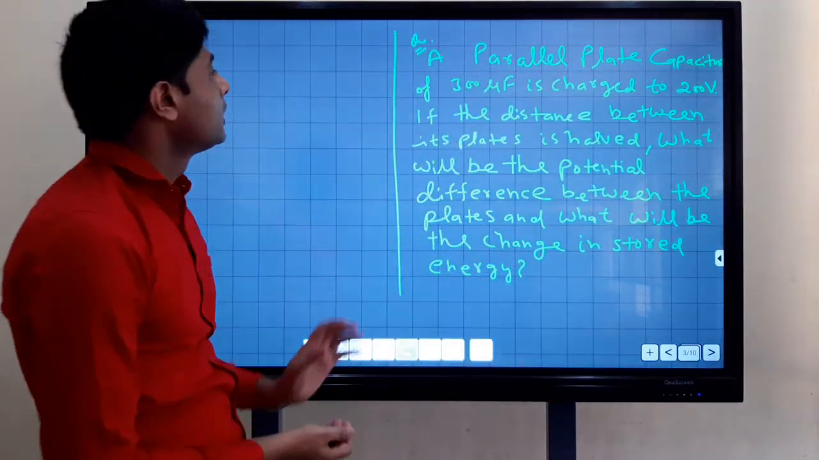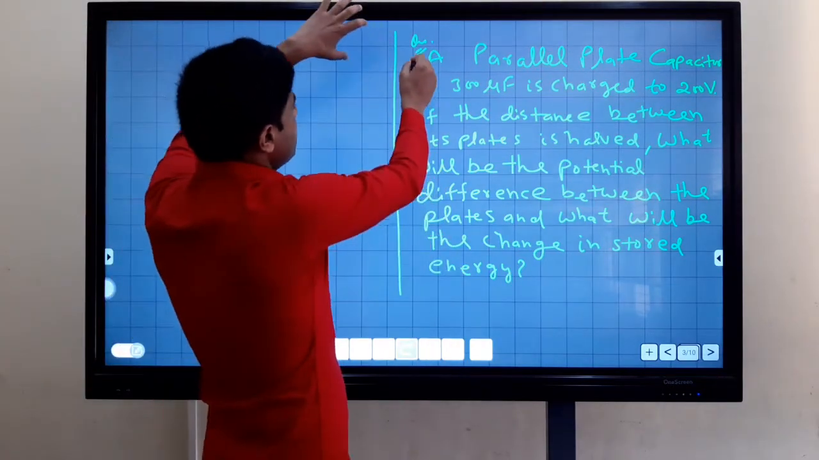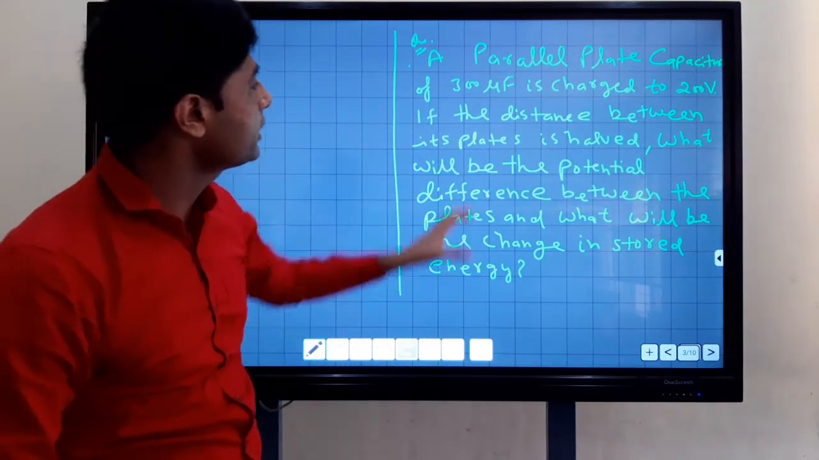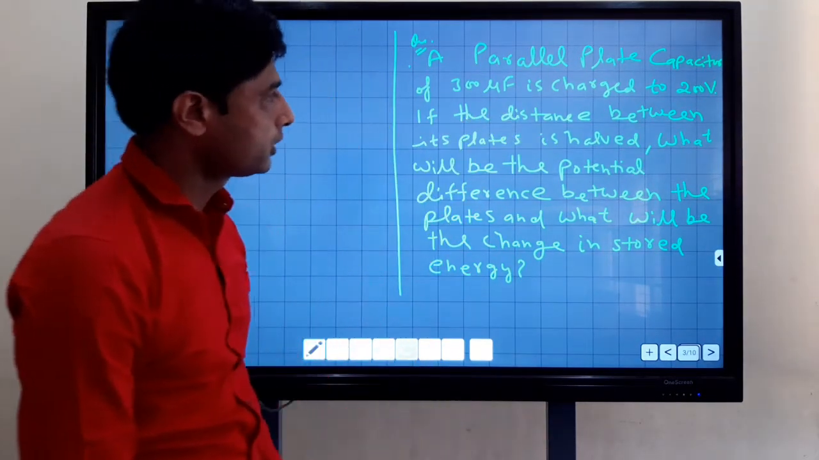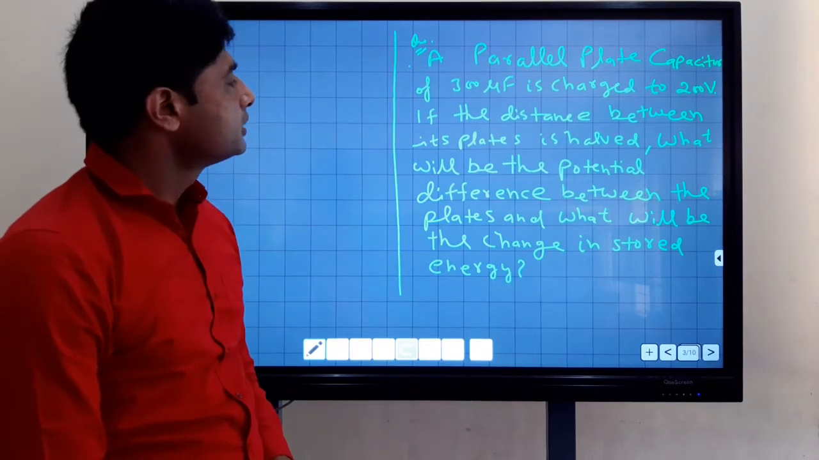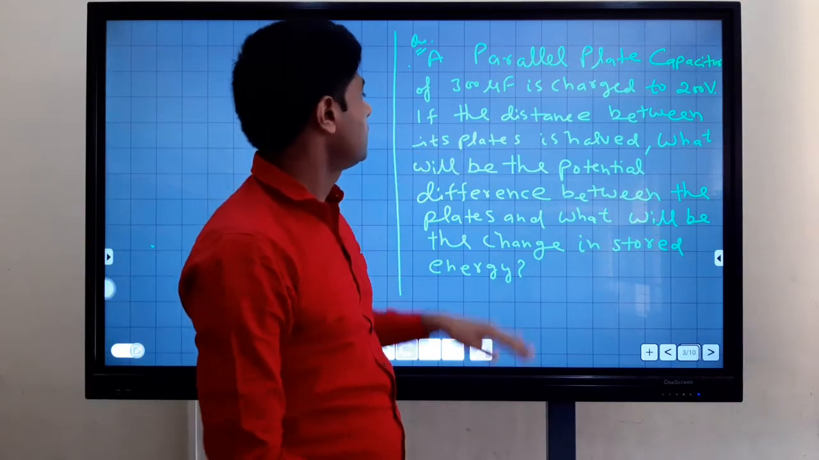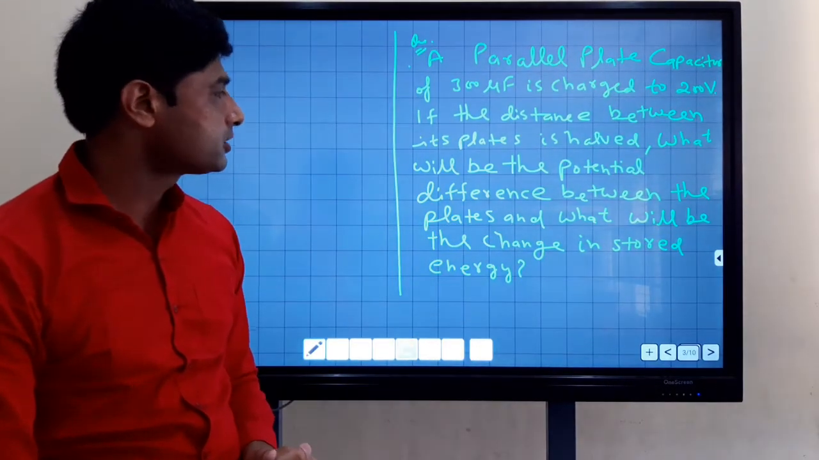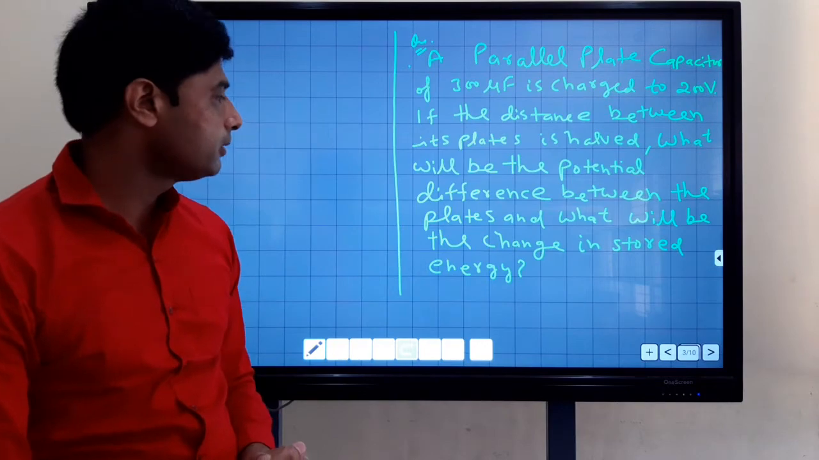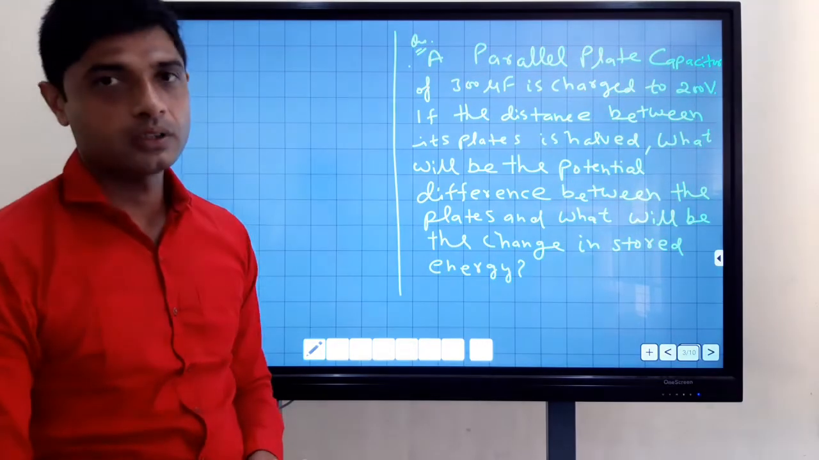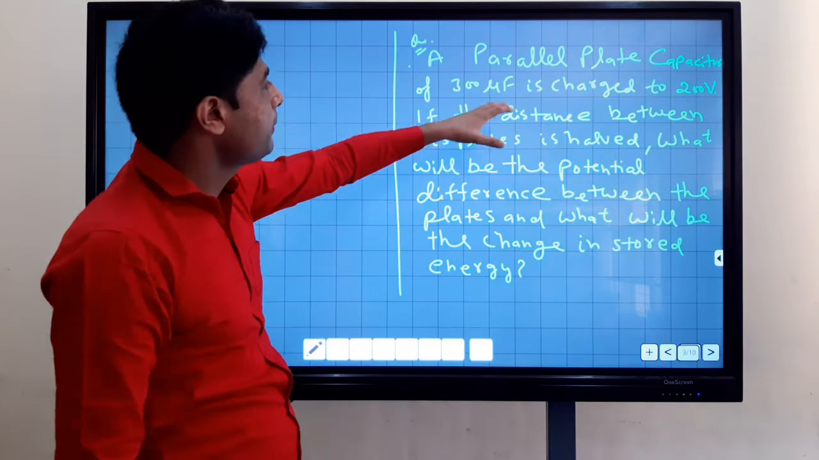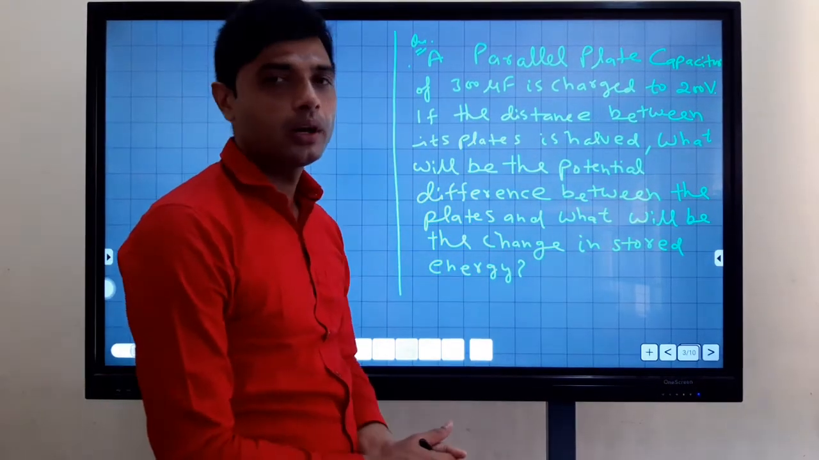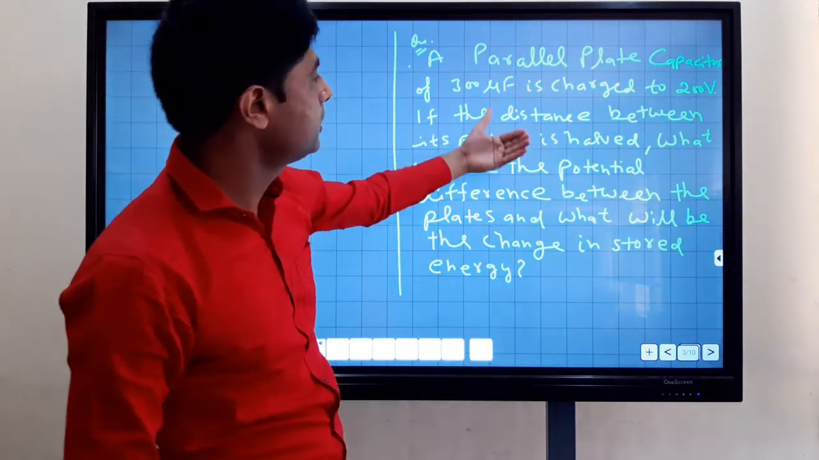Now, a numerical based on energy. A parallel plate capacitor of 300 microfarad is charged to 200 volt. If the distance between its plates is halved, what will be the potential difference between the plates and what will be the change in stored energy? Okay, it means the capacitor is 300 microfarad, the voltage is 200 volt, and the distance becomes half.